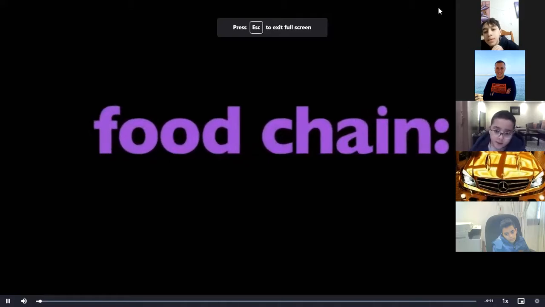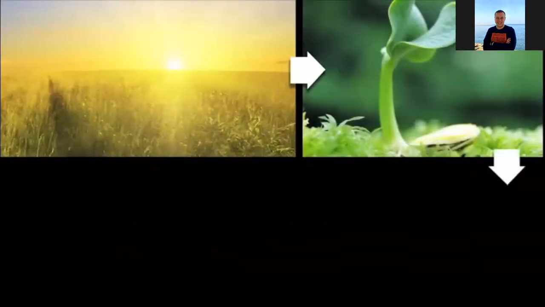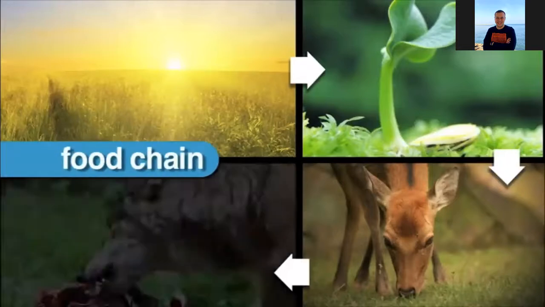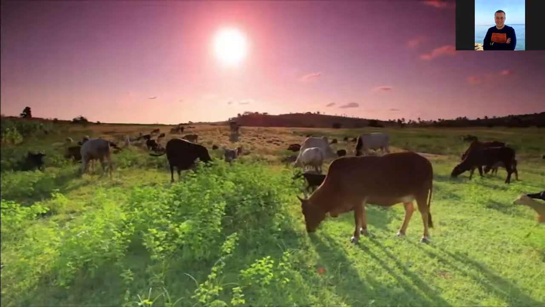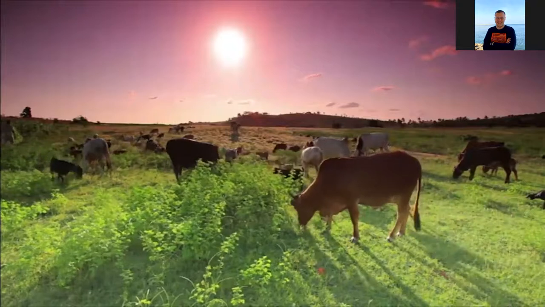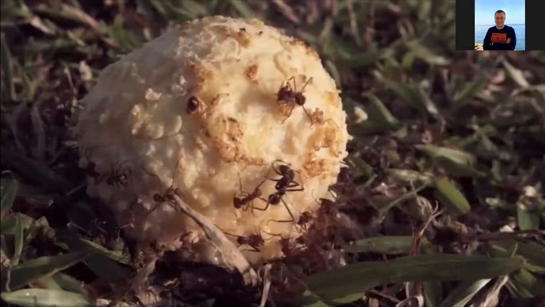In this program, we're going to learn about the food chain. What is a food chain? A food chain shows how each living thing gets food. To better understand how living things get energy, we use a food chain. A food chain shows the relationship between the plants and animals in an ecosystem. All living things need energy to grow, change, and move. All living things get energy from food.